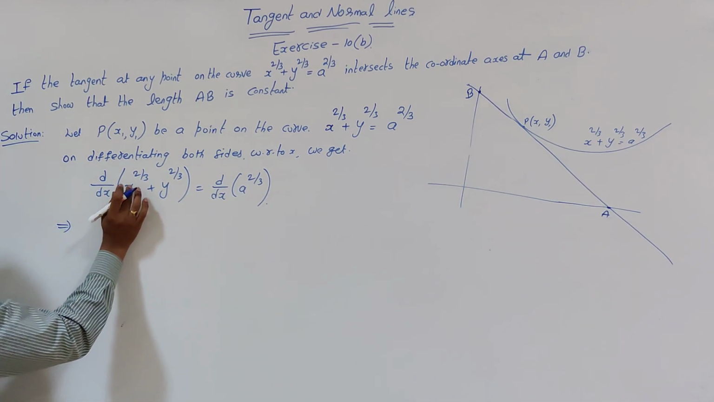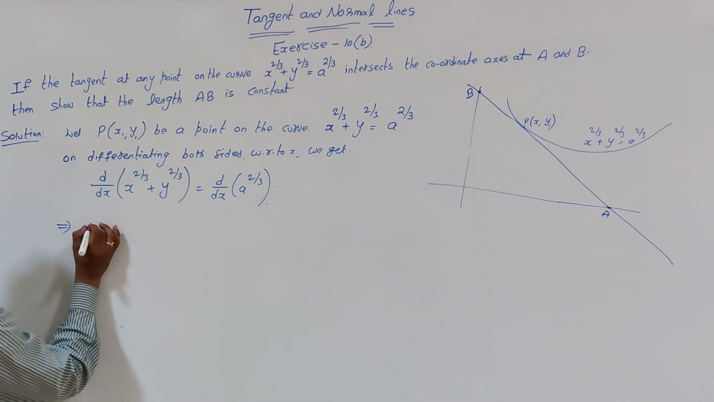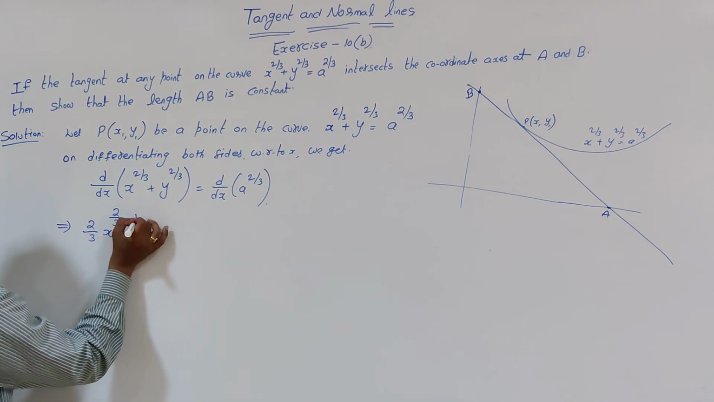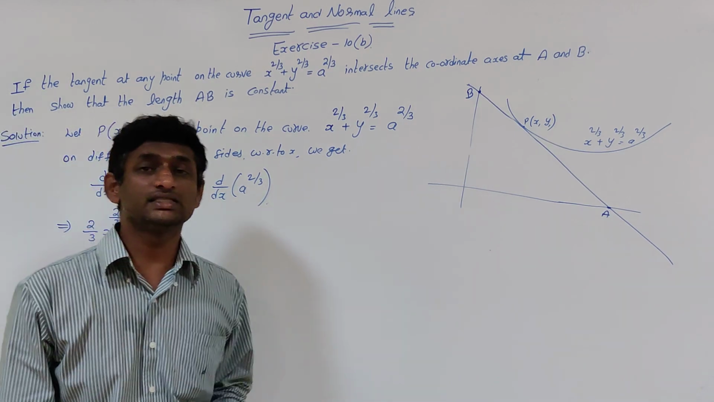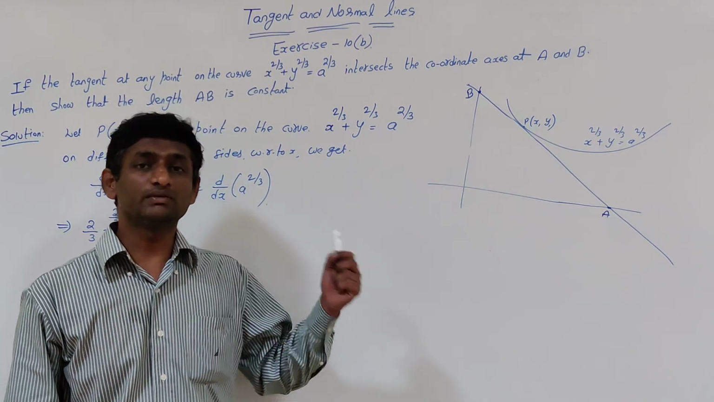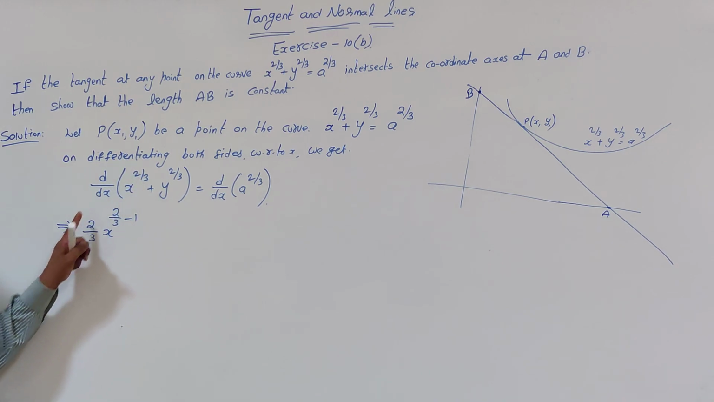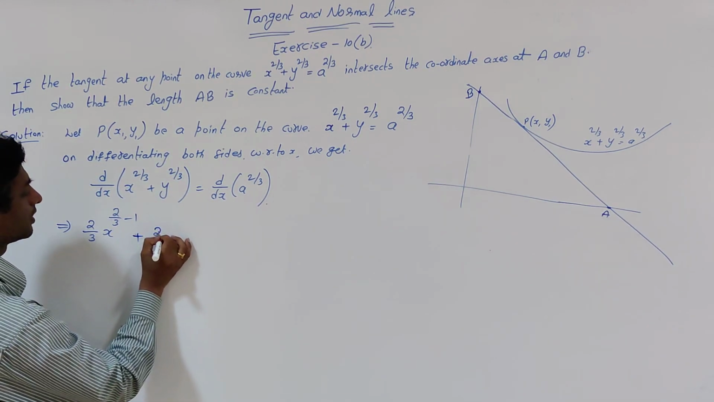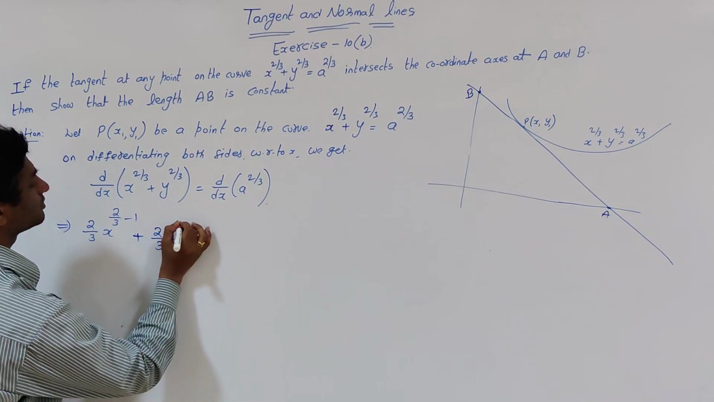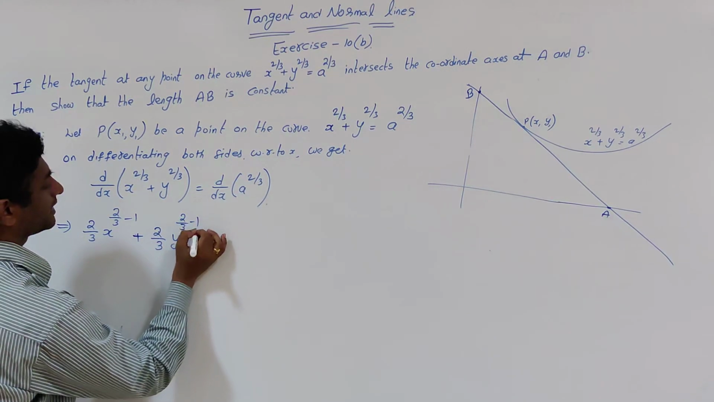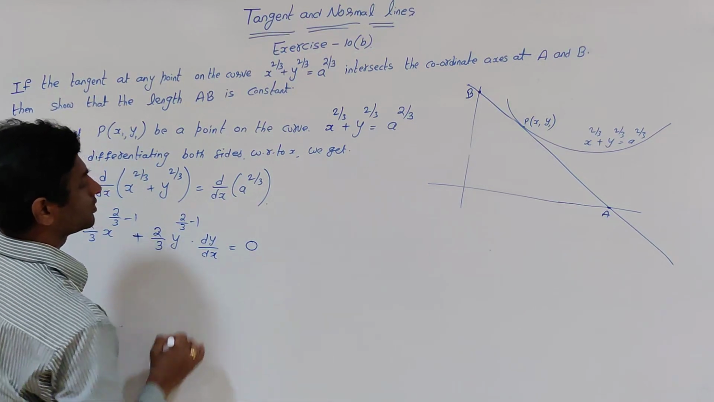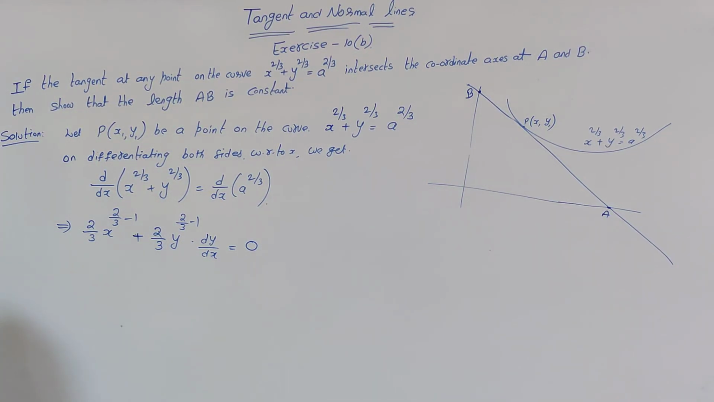Now what is the derivative of x to the power of 2 by 3? It is 2 by 3 x to the power of 2 by 3 minus 1. The derivative of x to the power of n is n times x to the power of n minus 1, and n is 2 by 3 here. So 2 by 3 times x to the power of 2 by 3 minus 1, plus the derivative of y to the power of 2 by 3 with respect to x, which is 2 by 3 y to the power of 2 by 3 minus 1 times dy by dx, is equal to 0, as the derivative of a constant is 0.